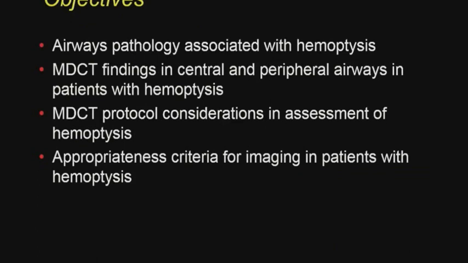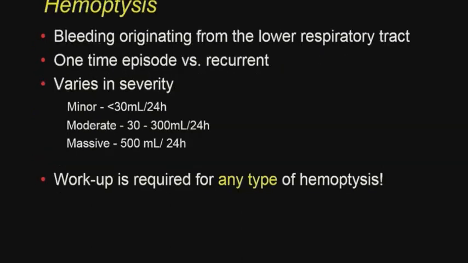The objective of this talk is to focus on the airway pathology associated with hemoptysis, to talk about primarily CT findings, but also some chest radiograph findings in central and peripheral airways in patients with hemoptysis, and also to talk about some specific protocol considerations for MDCT imaging, as well as to discuss the currently appropriate criteria for imaging of patients with hemoptysis.